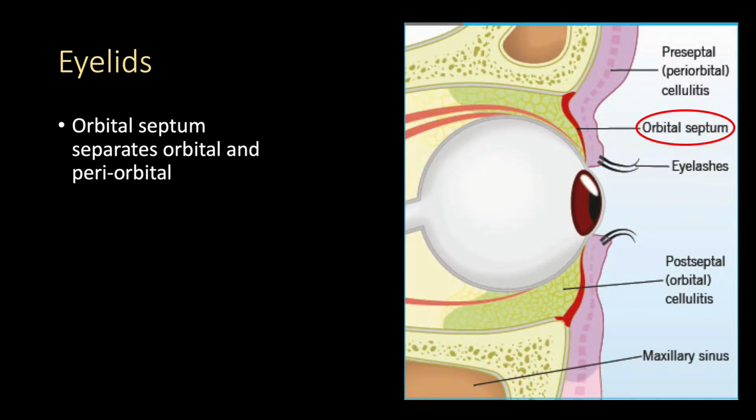The orbital septum is a fascial layer connecting the lid margins with the bony orbit. This layer separates the orbital and periorbital spaces. Infection anterior to this layer, called preseptal or periorbital cellulitis, can be treated much like many facial infections. Orbital cellulitis, or infection deep to this fascial layer, is a true emergency, warranting IV antibiotics and immediate evaluation by an ophthalmologist.